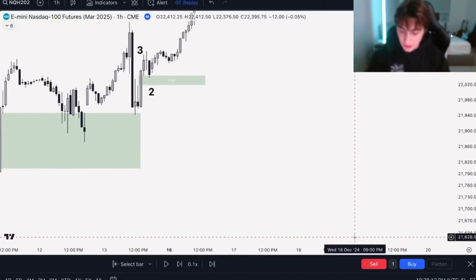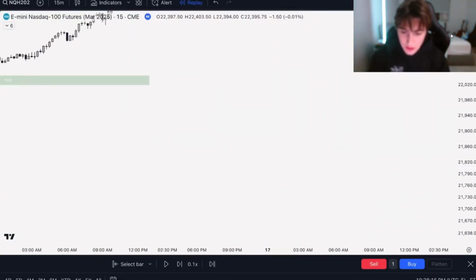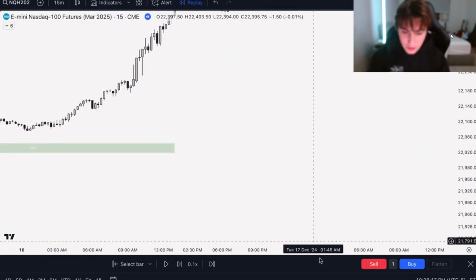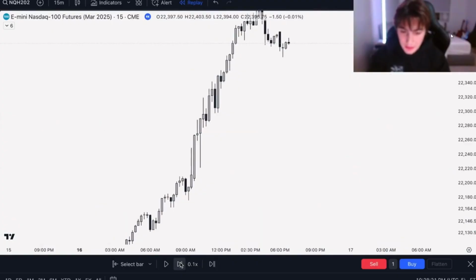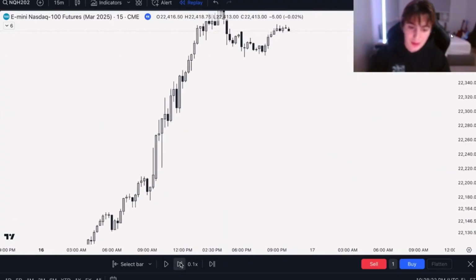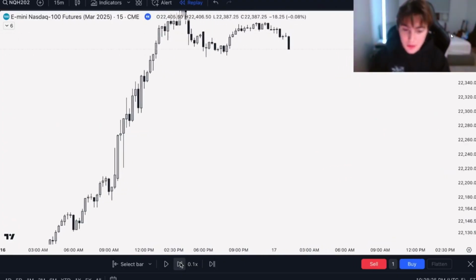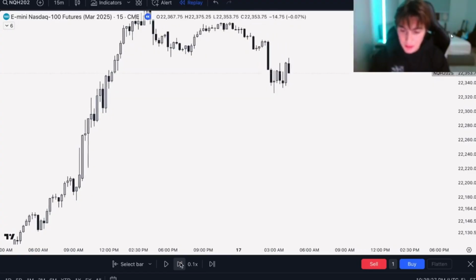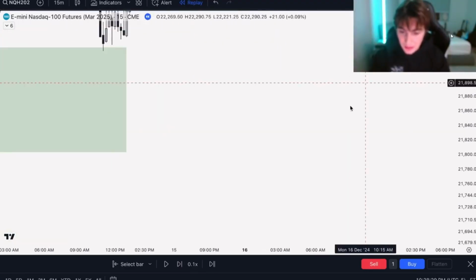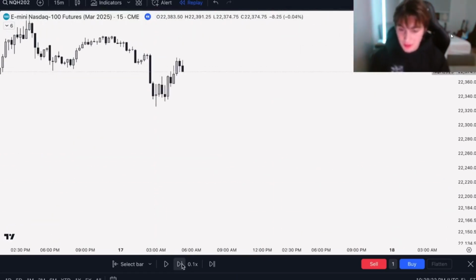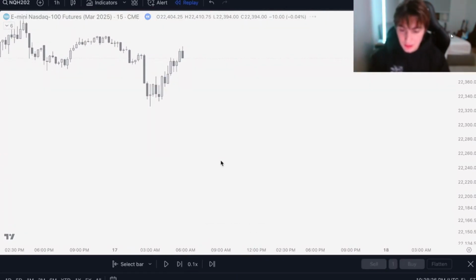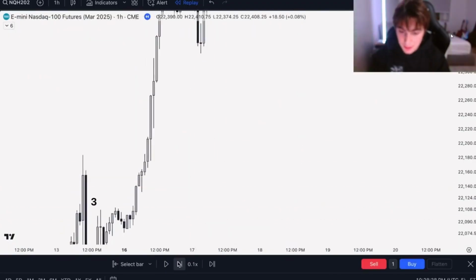I always say that, you know, don't just grab one of these concepts and run with it. Right? Like, you need to understand that these ICT concepts are meant to be used together to create that high probability. And so, yeah, that pretty much wraps up this lesson on fair value gaps.